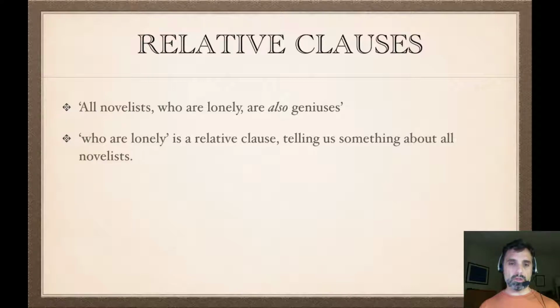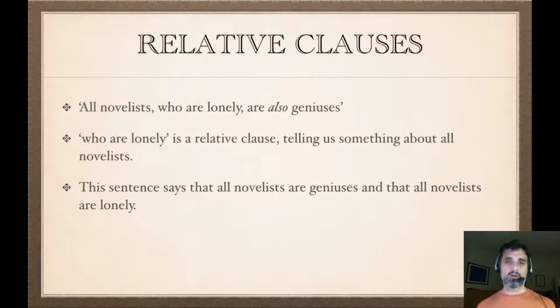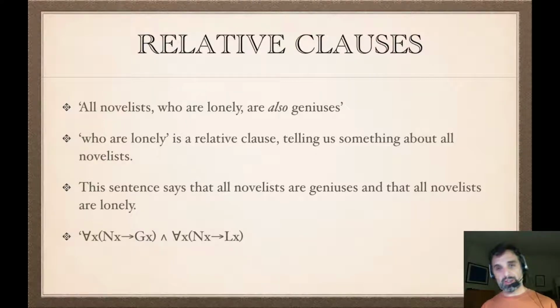So the who are lonely, that's a relative clause, and it tells us something about each novelist. The whole sentence tells us, among other things, that all novelists are geniuses. And then the relative clause, who are lonely, says something else. It says all novelists are lonely. So we're saying two things about novelists. For all x, if nx then gx, and for all x, if nx then lx.